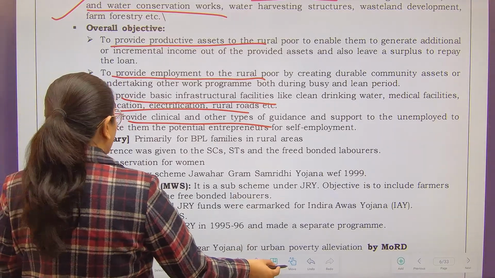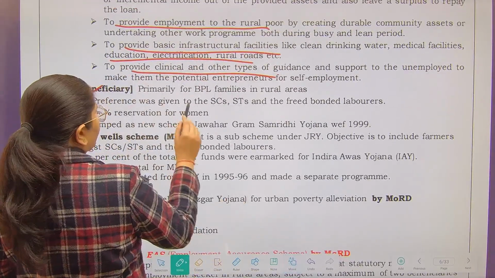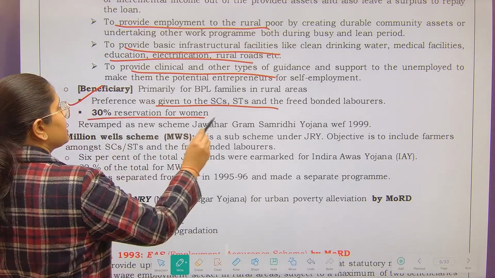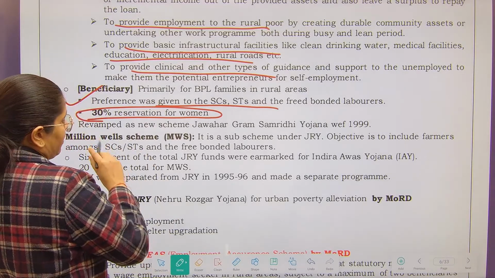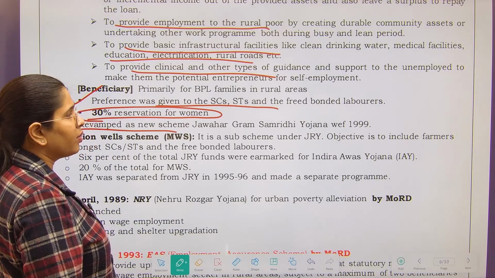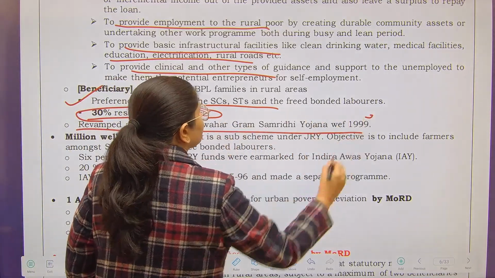Now, who are the beneficiaries? Preference was given to SC/ST and freed bonded labor. 30% reservation was there for women. Now, this particular scheme was revamped again in the name of Jawahar Gram Samriddhi Yojna with effect from 1999.